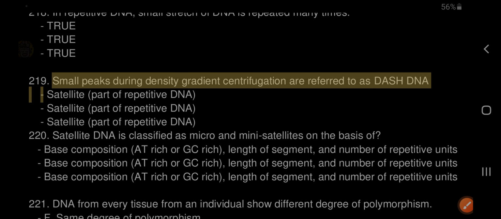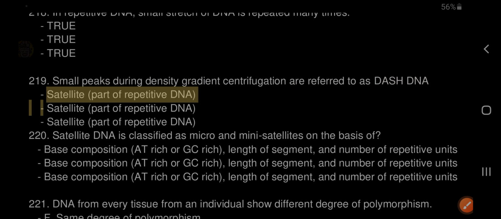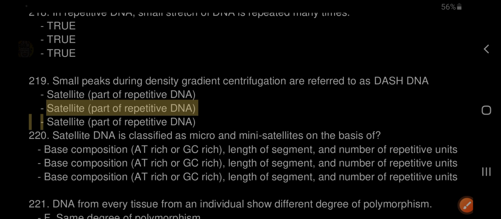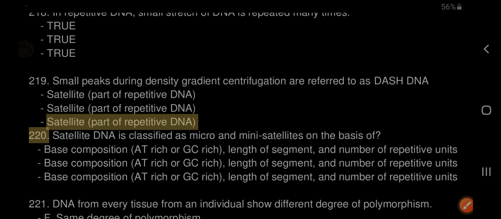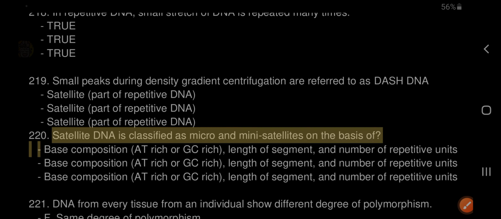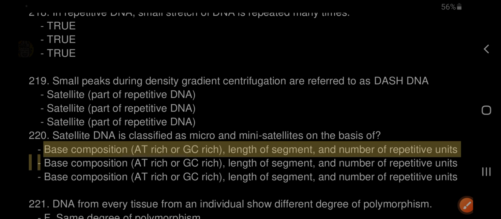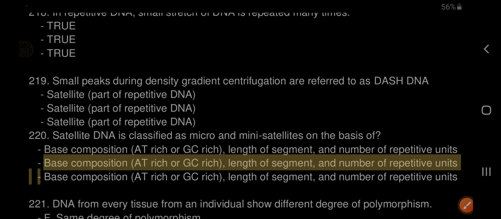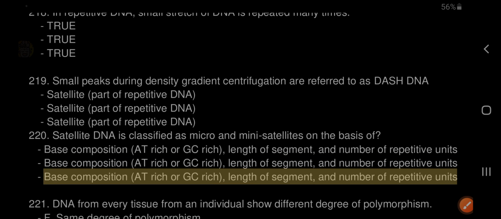219. Small peaks during density gradient centrifugation are referred to as dash DNA. Satellite, part of repetitive DNA. 220. Satellite DNA is classified as micro and mini satellites on the basis of base composition, AT rich or GC rich, length of segment, and number of repetitive units.